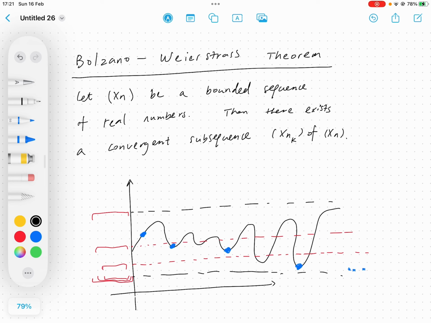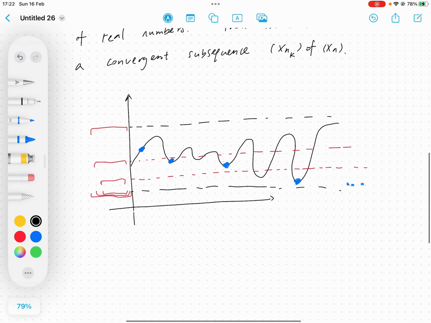This theorem says that we let x_n be a bounded sequence of real numbers. Then there must exist a convergent subsequence of that. We call this convergent subsequence x_{n_k}, which is a subsequence of x_n. So that's it. Now we're going to have a look at this little picture.